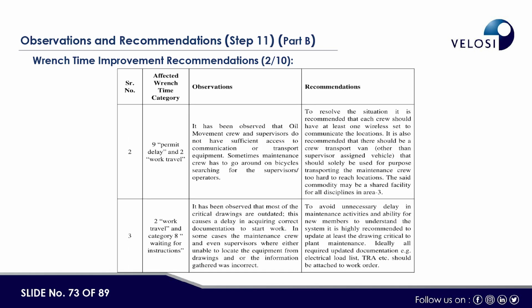Then, for example, it has been observed that the oil movement crew and supervisor do not have sufficient access to communication or transportation equipment. Sometimes the maintenance crew has to go around by bicycles. So if transportation equipment is not provided to the maintenance crew, they would have a problem. It has to be improved.